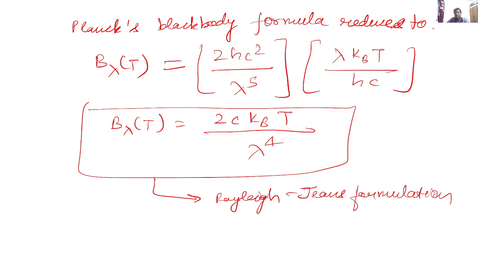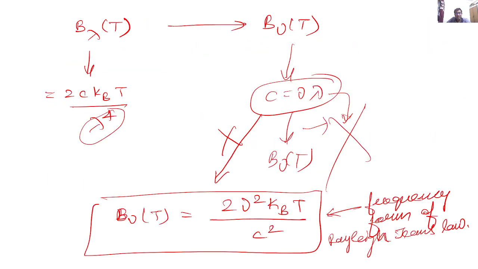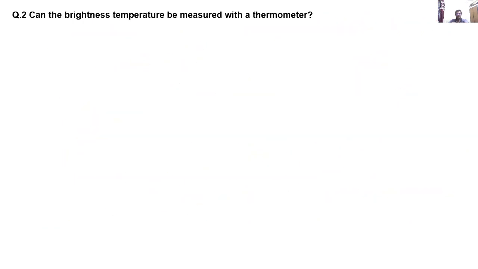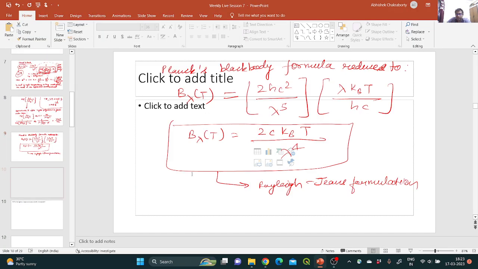We also discussed the frequency form of the Rayleigh Jeans formulation. Yeah, so this is the frequency form. And you would be wondering, why didn't we just use c equal to nu lambda, because that is also a fundamental expression, to come to the frequency form from this? How did we arrive at this? We will discuss this now, and based on that, we will solve some questions, which I have not written here actually.